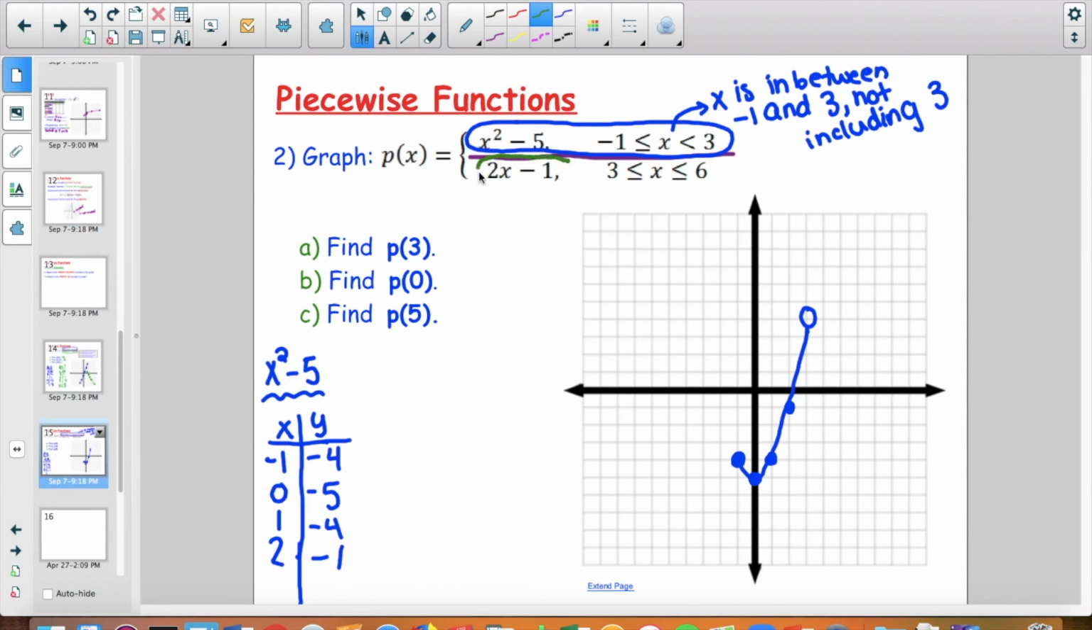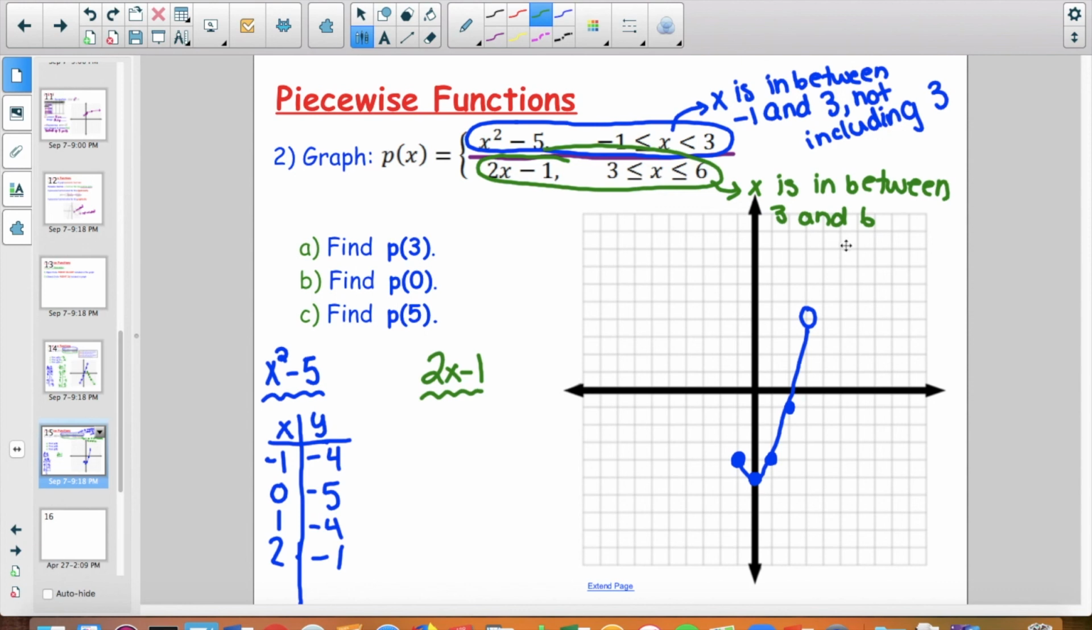Let's look at the second one, which is 2x minus 1. Now let's look at what this means. This means that x is in between 3 and 6. Since both of them are or equal to symbols, both of those numbers are included. So we have 3, then we have 4, then we have 5, then we have 6.